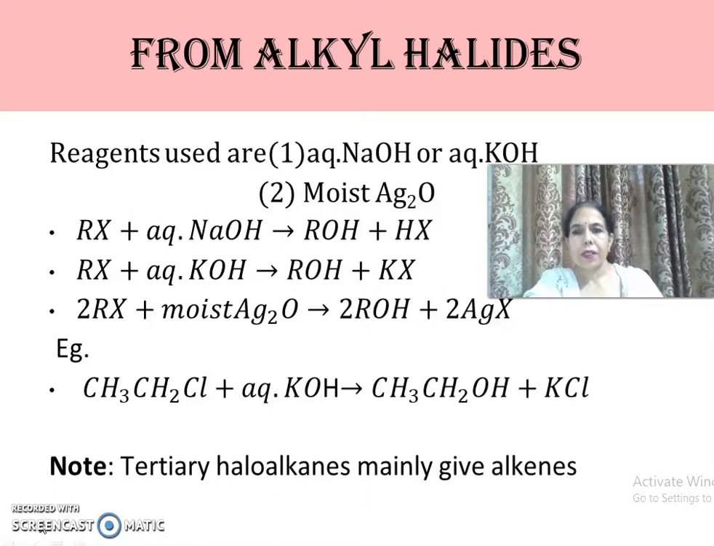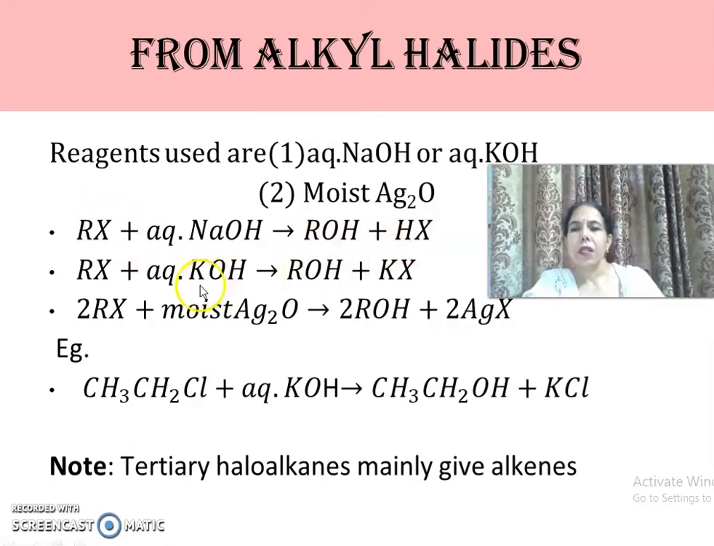For the preparation of alcohols from alkyl halides, the reagents used are aqueous sodium hydroxide, aqueous potassium hydroxide, and moist silver oxide. We can use any of these reagents to prepare alcohols. Let us take some general reactions, that is RX, an alkyl halide. If it is treated with aqueous sodium hydroxide, then X is replaced with the OH group, that is, alcohol is formed, and NaX is formed.